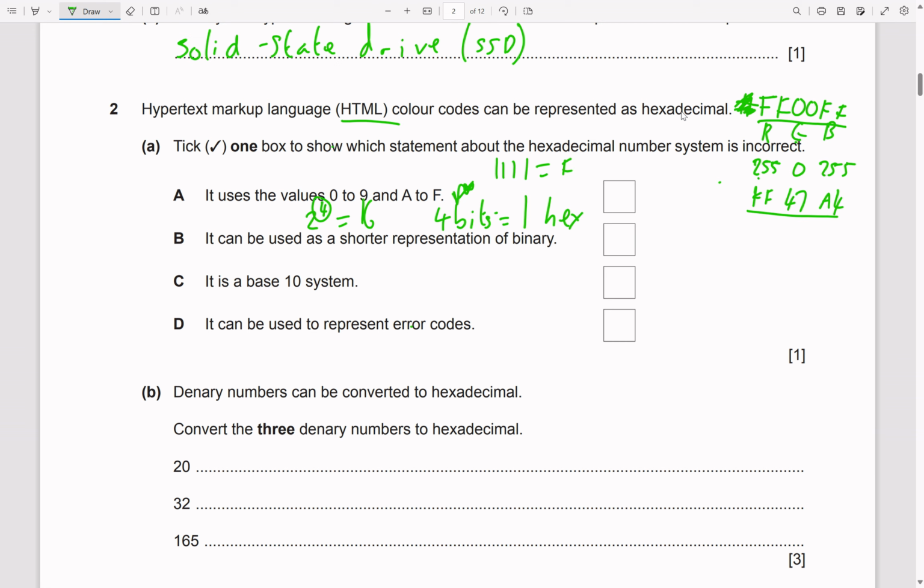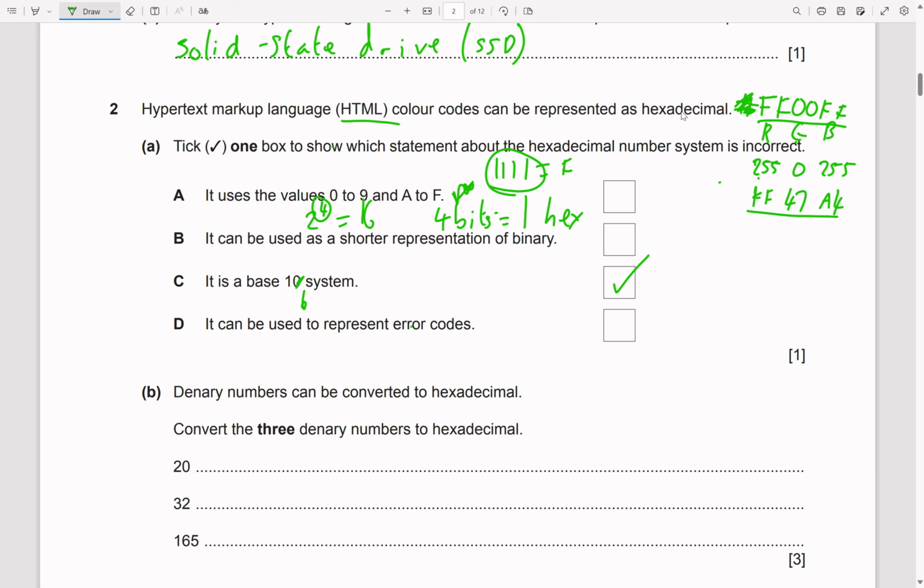And that's another thing, don't say it uses less space. You can say it uses less space on paper, but in a computer it's still going to use the same space, because everything is binary. Right, so it's a base 10 system. Well, this is incorrect, because of course here it's going to be base 16.